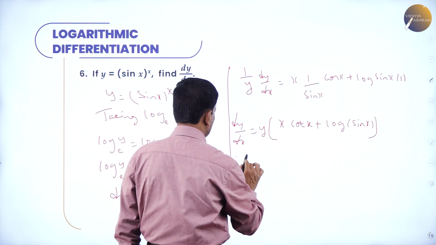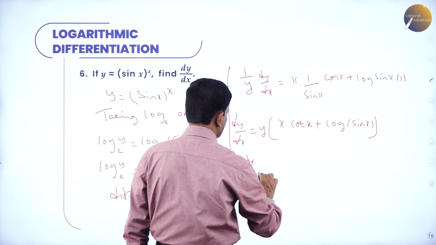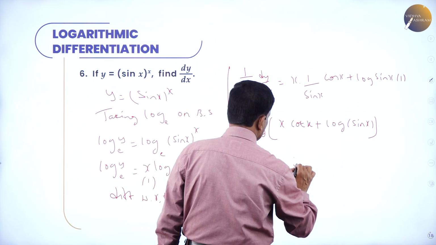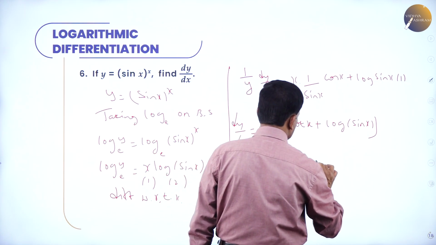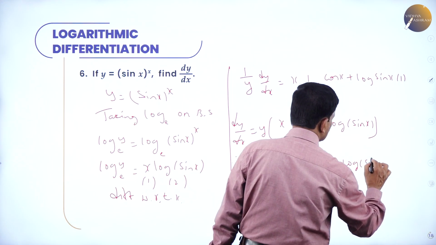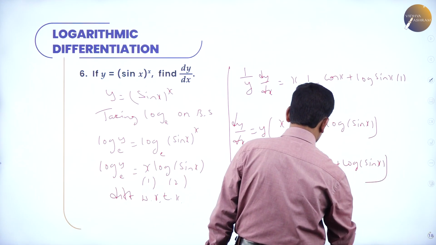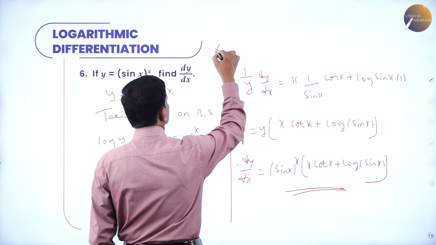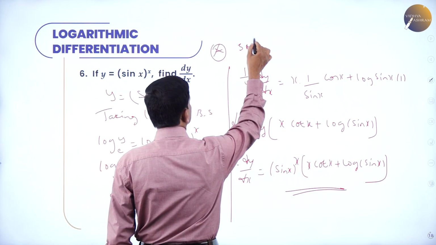So therefore dy by dx is equal to y. What is y? y is equal to sin x to the power of x. So dy by dx is sin x to the power of x into x cot x plus log of sin x. This is the required answer. Very important problem for 3 marks.